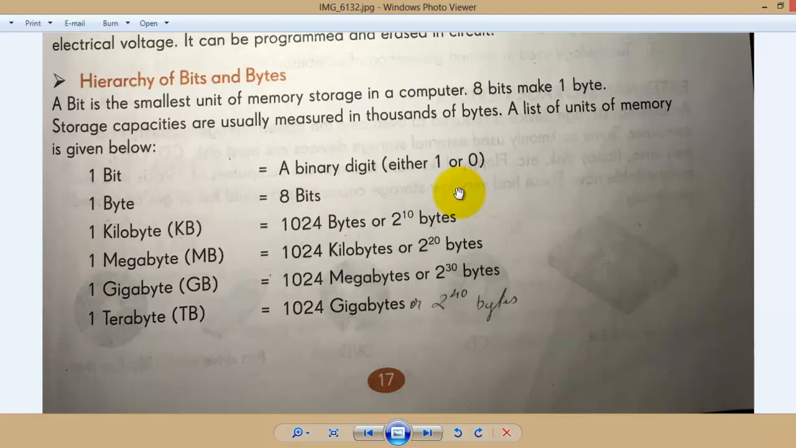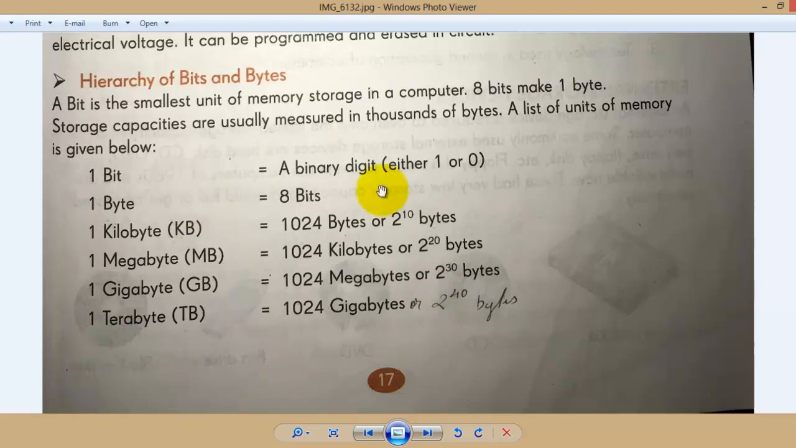And GB, which you must have heard in your mobile phone, such as how many GB you have free. If you want to install an application or a game, you need free space, so you search for how much free space you have in your smartphone or computer. 1 gigabyte is equal to 1024 megabytes, that is 2 to the power 30 bytes, and 1 TB, terabyte, is equal to 1024 gigabytes or 2 to the power 40 bytes.